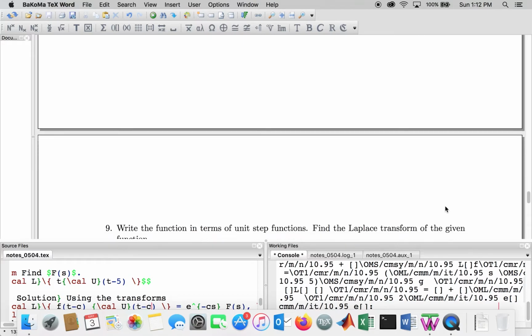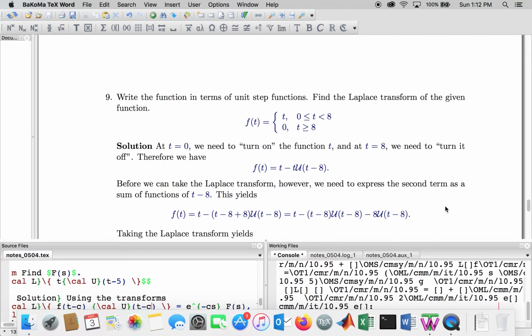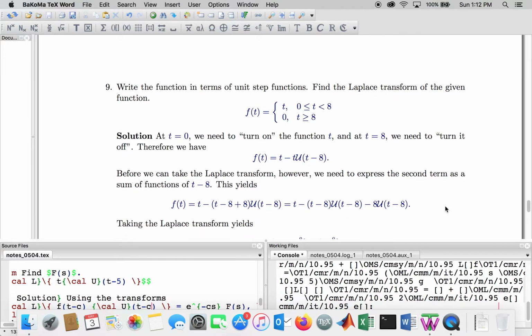Now for the last two problems. Oh, okay, actually this problem is also about transforming. So first we write it in terms of unit step functions and then take the transform of that. So here we have a function that's equal to t until t equals 8, and then it goes down to 0. So what happens is, right away at t equals 0, we turn on t, so that is our first term, and then when we get to t equals 8, we have to turn that function off.